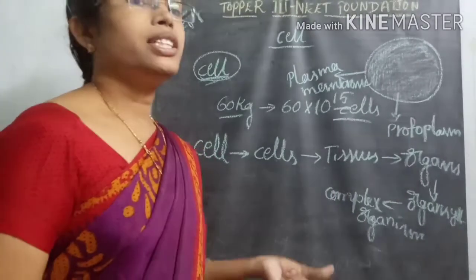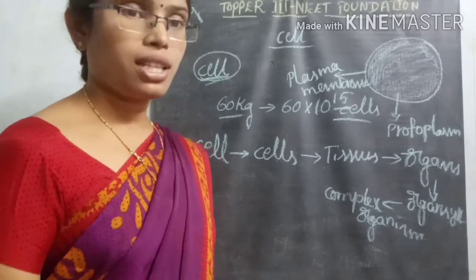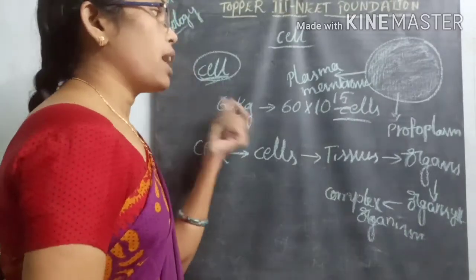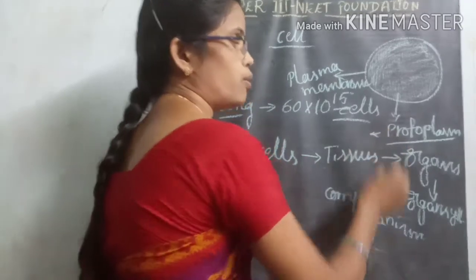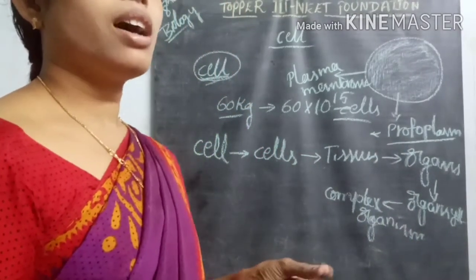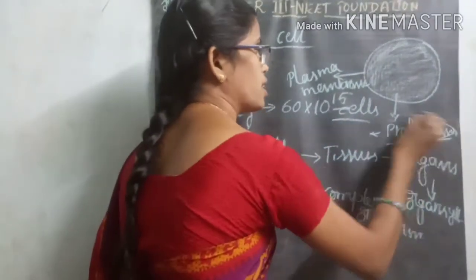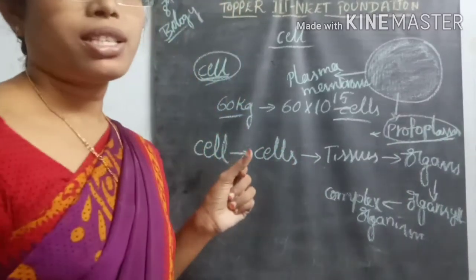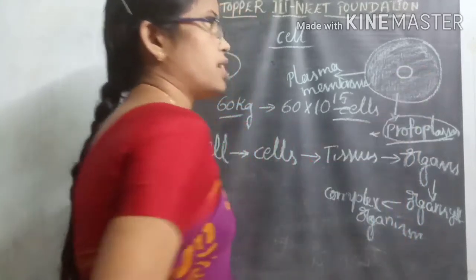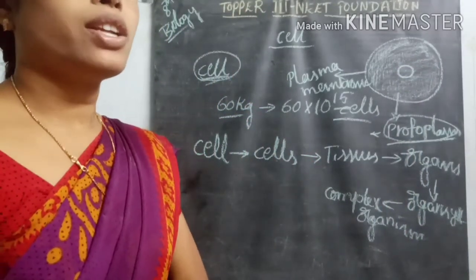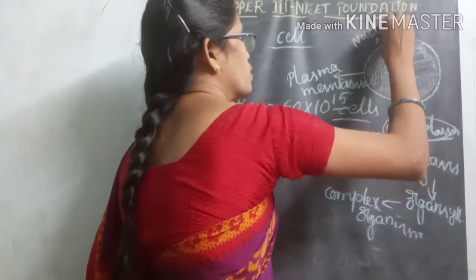Like that, in different organisms, based on complexity, there are many numbers of cells. In these cells, the protoplasm is the physical basis for so many activities. Whatever functions are present in that cell are all performed by the organelles present inside the protoplasm. And inside the protoplasm, there is one central organelle, called the nucleus.